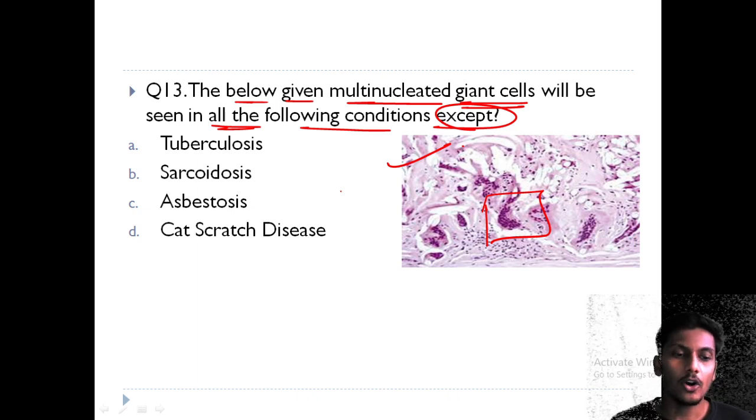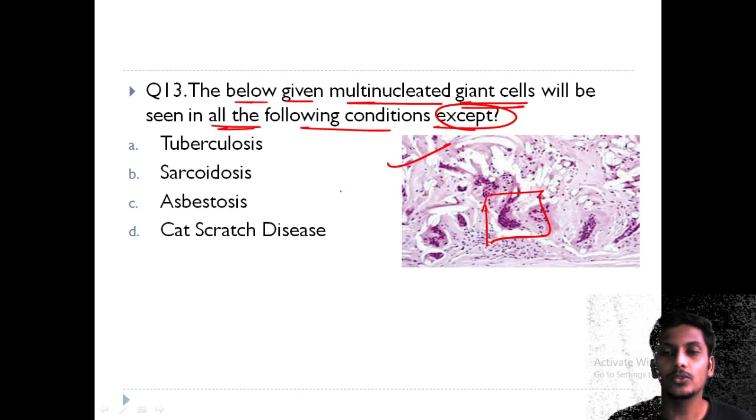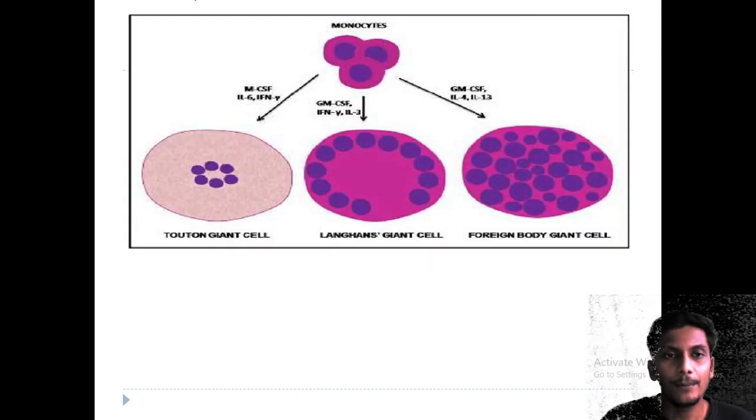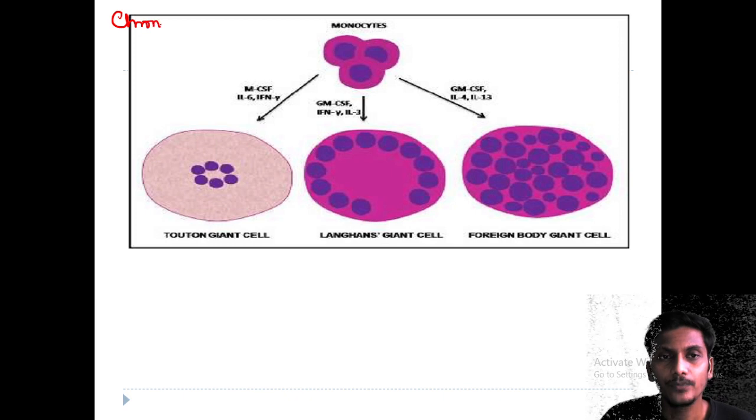But before going on to the actual question, let's discuss what are the different types of multinucleated giant cells. So first of all, what happens in cases of chronic inflammation? Usually in cases of chronic inflammation, as we all know, there is granuloma formation.